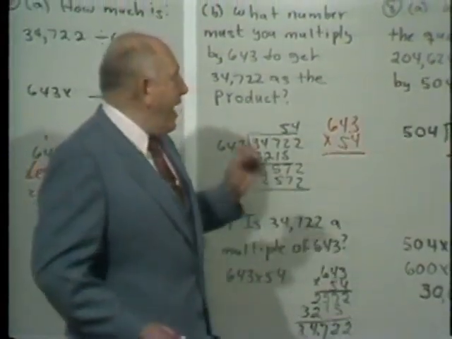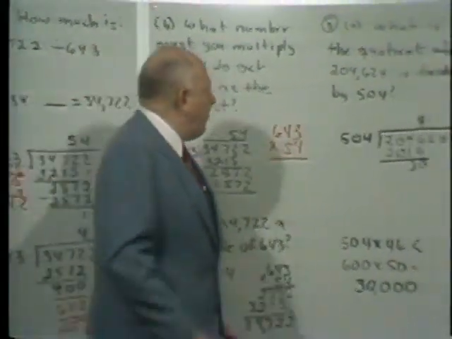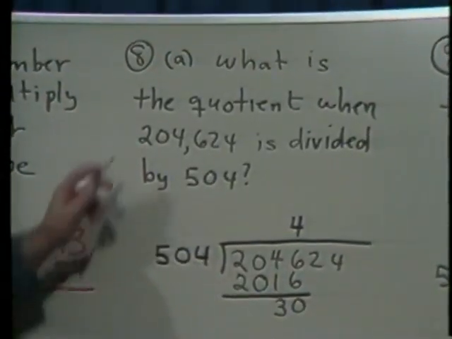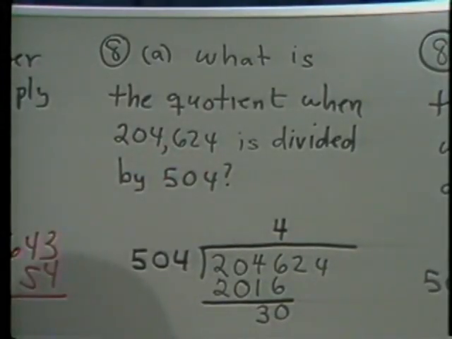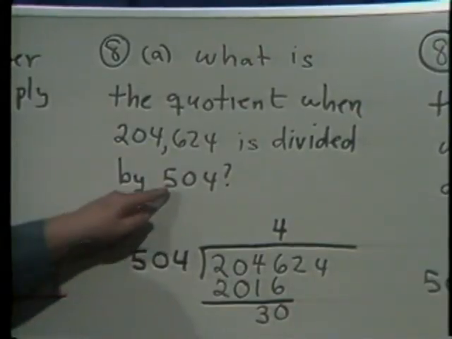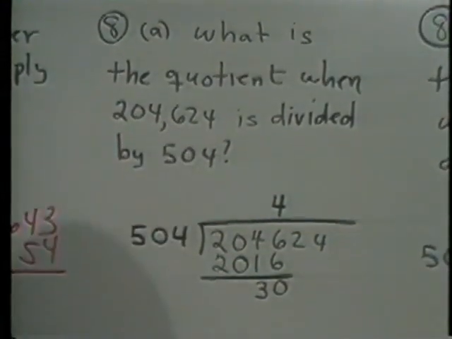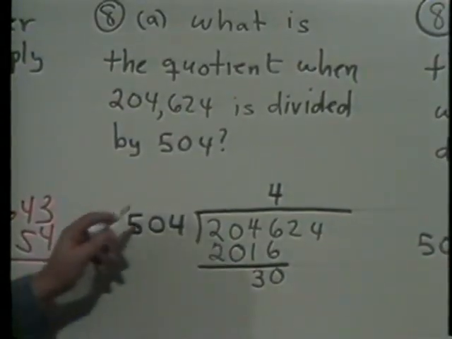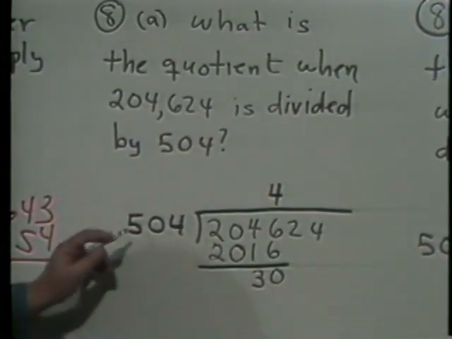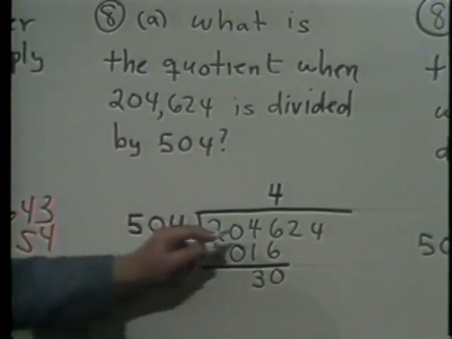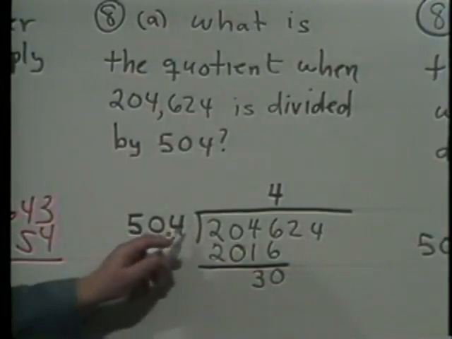And problem number 8 is almost the same thing, but with a few more wrinkles here that I'd like you to see. Problem 8A says, what is the quotient when 204,624 is divided by 504? In other words, what that really says is, if you were counting by 504s, would you come to 204,624? And if so, when? So all we do is, again, the number we divide by, that's called the divisor. That goes outside. That's the goes into number. 504 goes into 204,624.